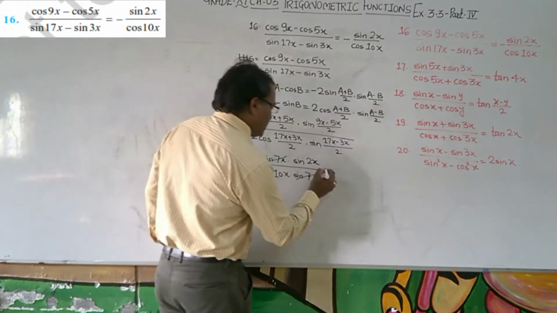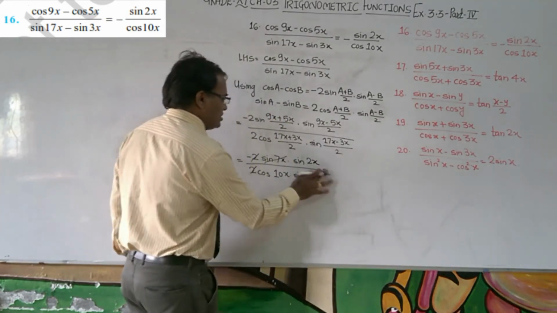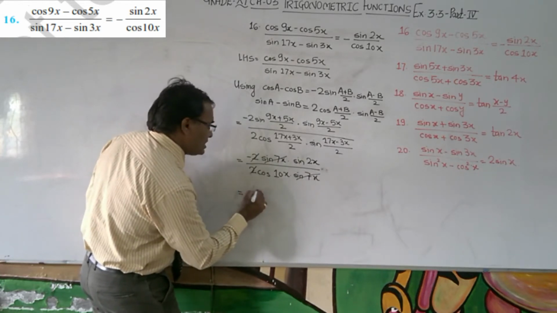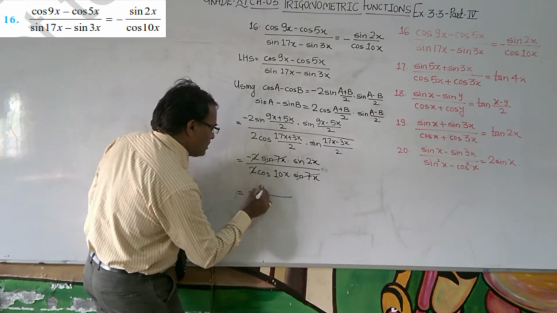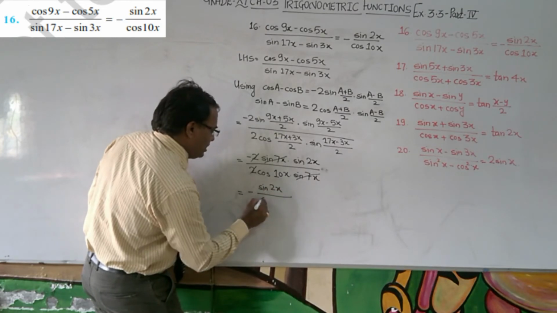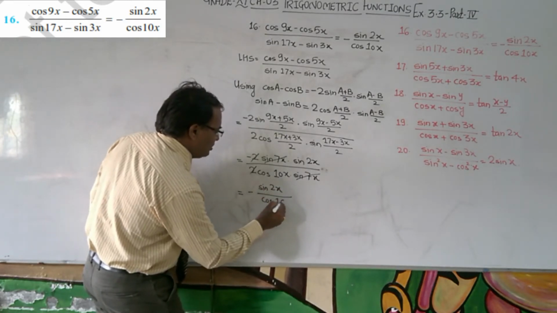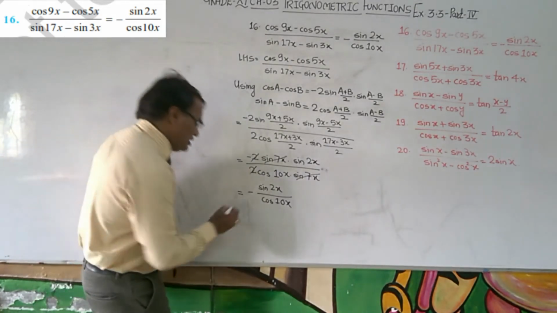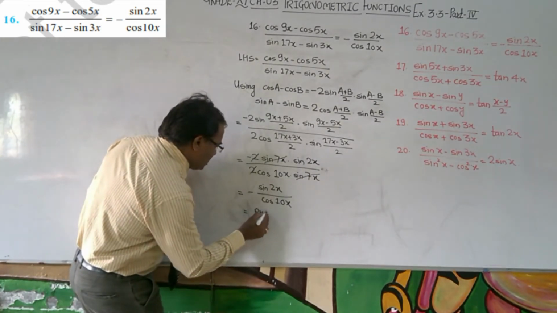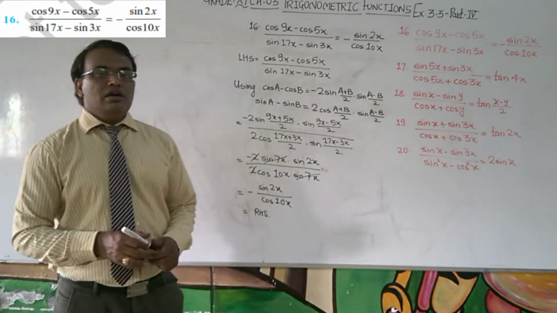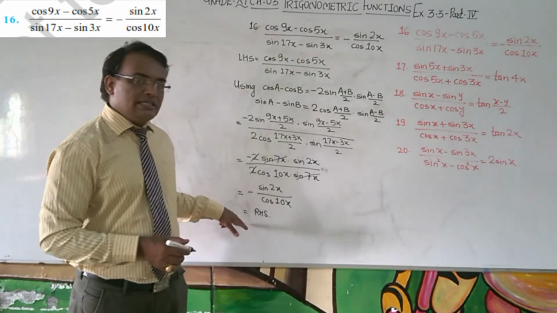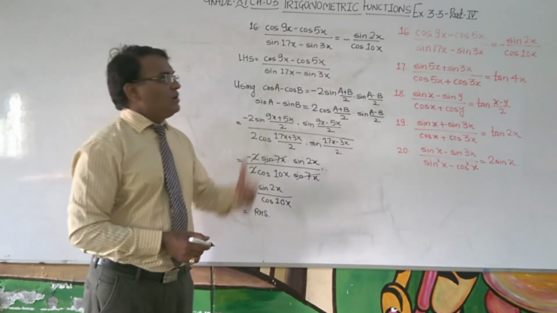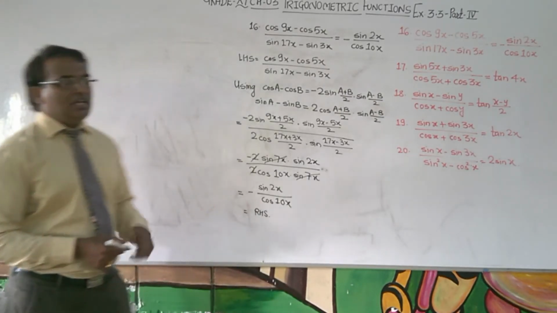So what exactly is remaining with us, or here we will write, that is here upside it is written minus sign, then sin 2x, and at last denominator is cos 10x, which is the required RHS. Okay, hopefully you have understood this. Easy to understand, just you have to remember the formulas. Now can we go on to sum number 17?